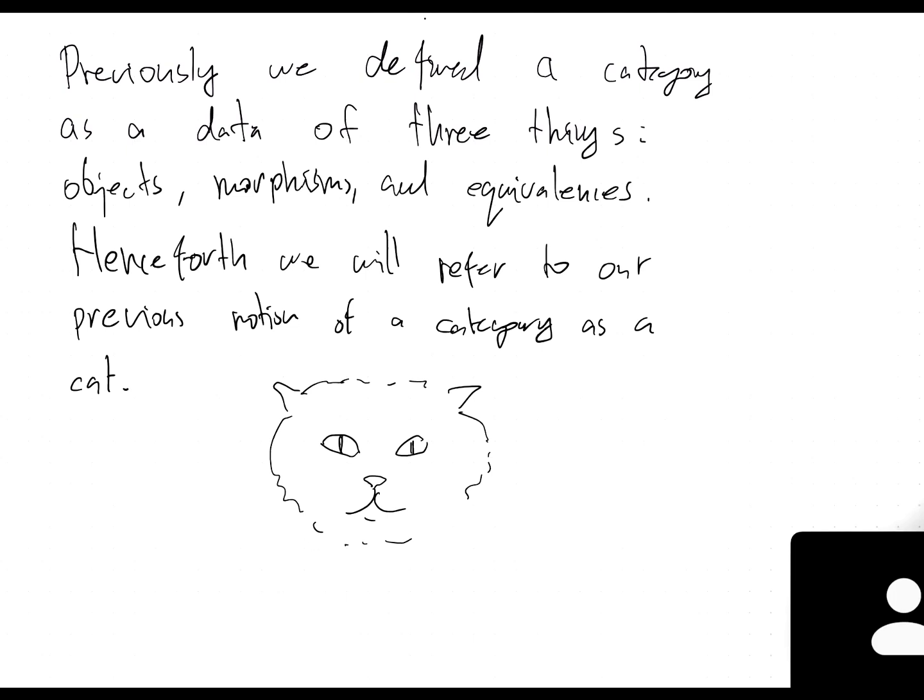It's a data of objects, morphisms, and equivalences rather. And let's also remind ourselves that this data needs to satisfy certain axioms as well. So it must satisfy E1 up to E6.